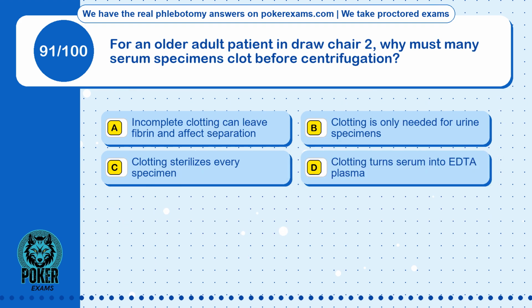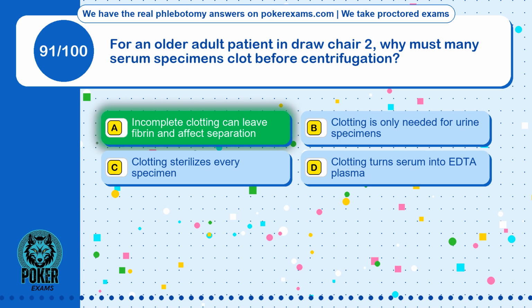Question 91. For an older adult patient in draw chair 2, why must many serum specimens clot before centrifugation? Option A, incomplete clotting can leave fibrin and affect separation. Option B, clotting is only needed for urine specimens. Option C, clotting sterilizes every specimen. Option D, clotting turns serum into EDTA plasma.